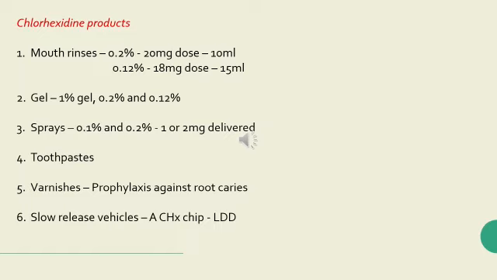Why do we give 10 ml? Now I hope you can understand why we always write 10 ml per rinse, or why I always stress on writing 10 ml per rinse. That is because the chlorhexidine mouthwash we use is 0.2%, and what we require is only about a 20 milligram dose. So to achieve this 20 milligram dose from the 0.2% mouth rinse we are using, we require 10 ml.